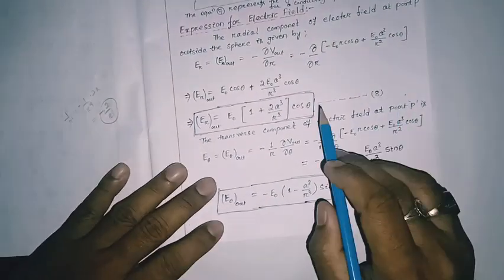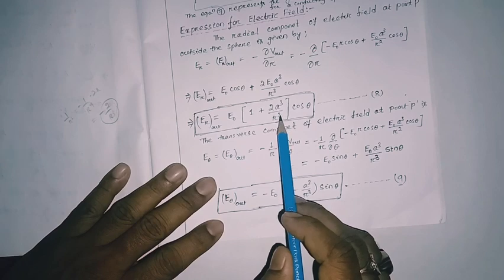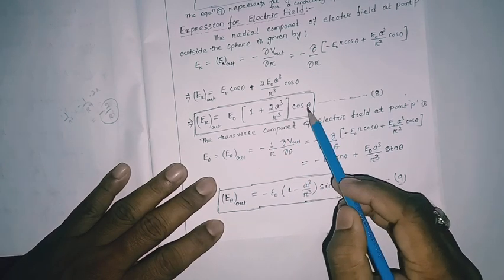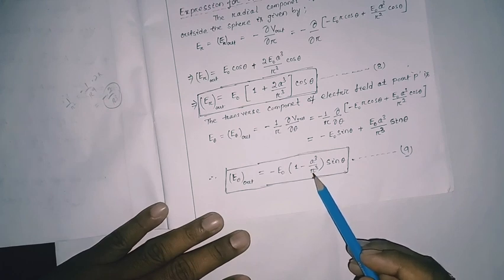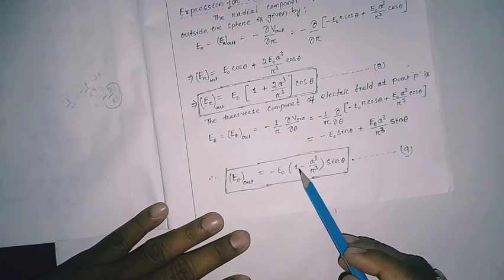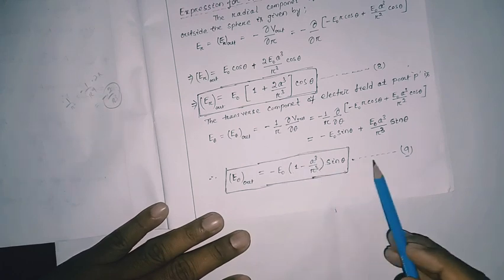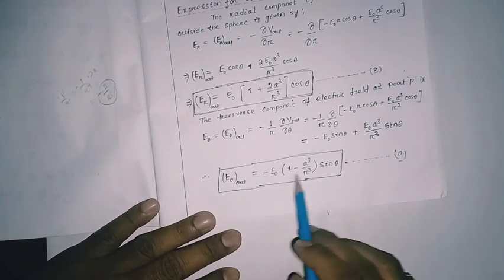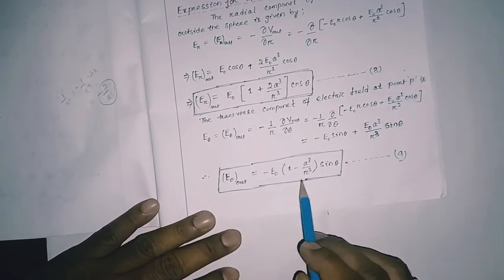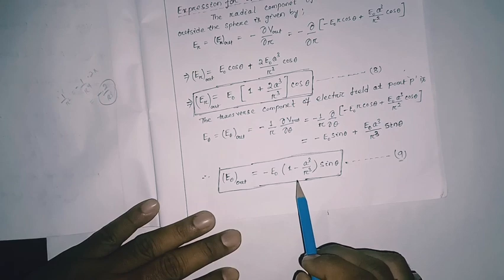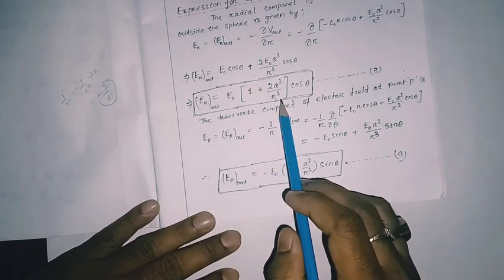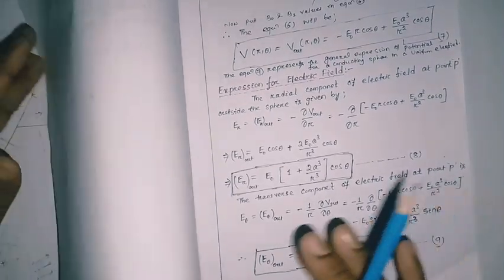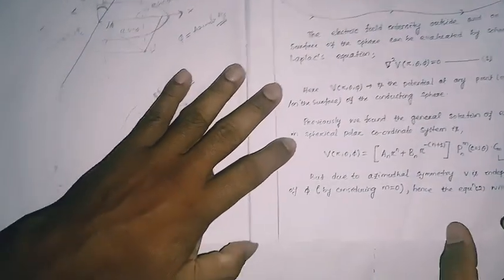But here you can see that if I put r equal to a, then this is not going to be 0, but this will be 0, because r equal to a, a cube by a cube will be 1, 1 minus 1, 0. So this term will be 0. That means the transverse component of electric field intensity on the surface will be 0. However, the radial component is not going to be 0. How is it? I am going to explain shortly.